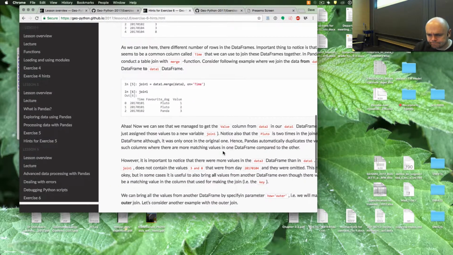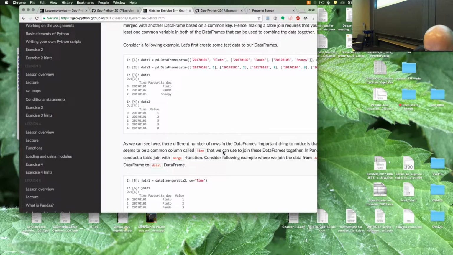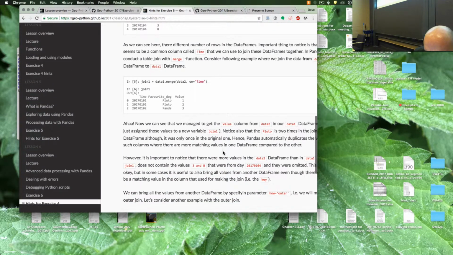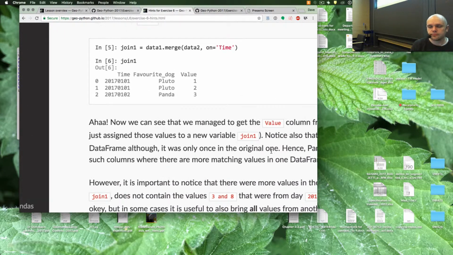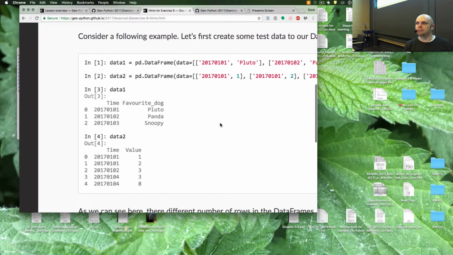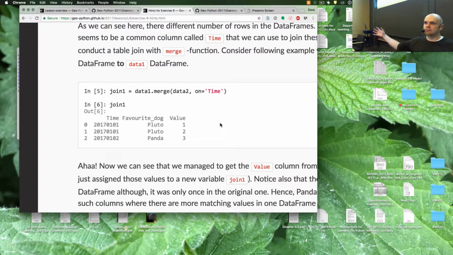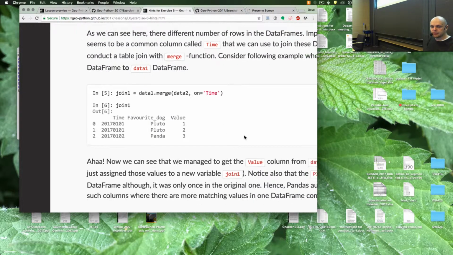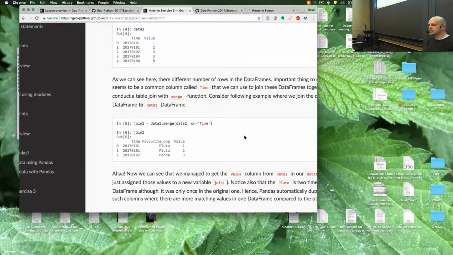So the first join that we do here is doing just that. For example, we see that we end up having 2 Plutos here, even though we had only one of them in the other data frame. So we are making this kind of outer join, which is also mentioned in the text. So that was a good question, and this is the way to deal with it easily.